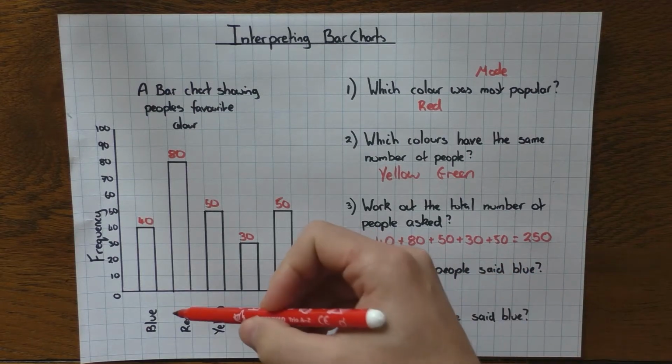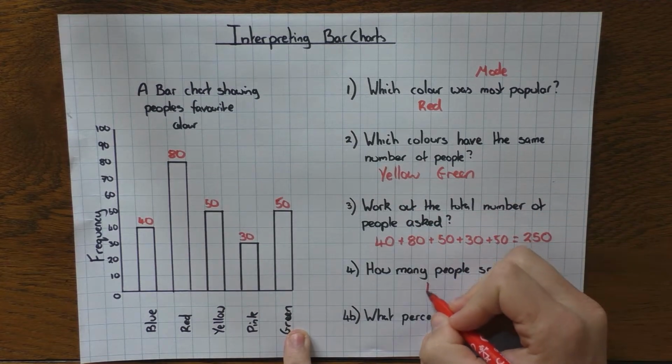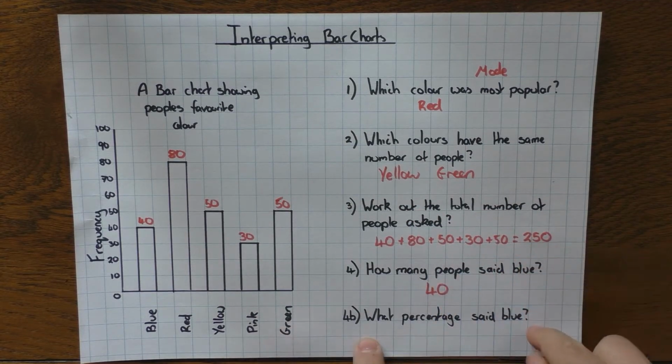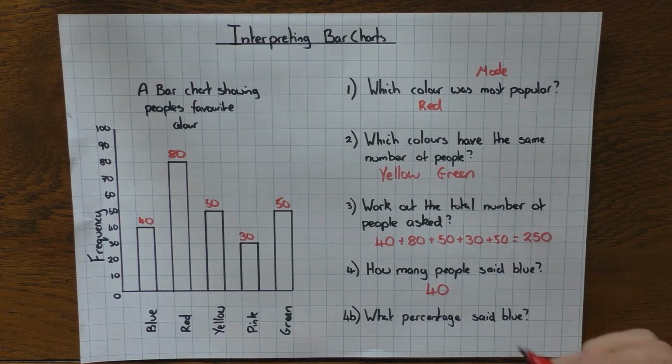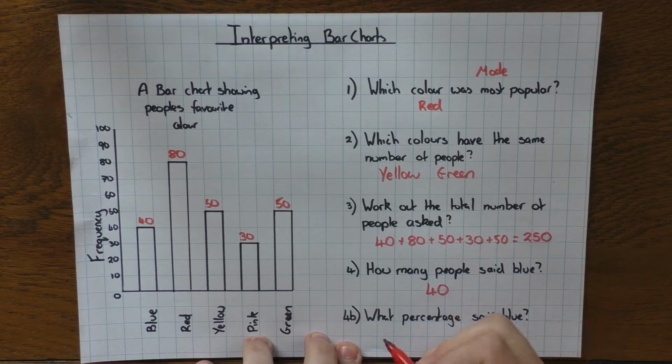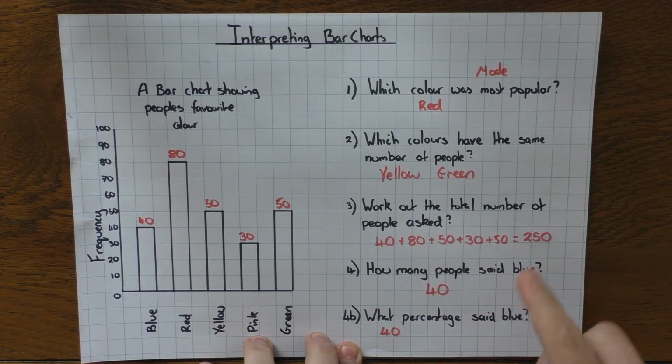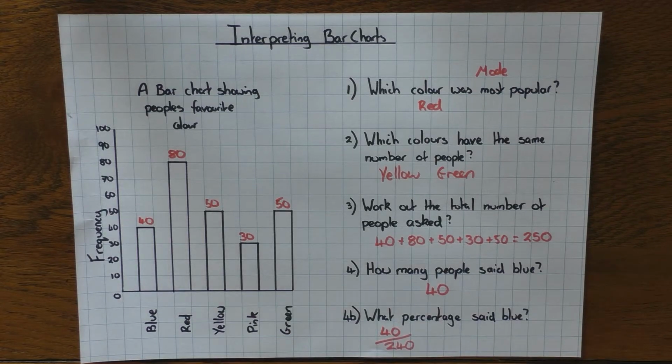How many people said blue? Well, I've already written it on there. Brilliant, that was 40, nice and easy. And then what percentage said blue? So they might also ask this sort of type of question where it just adds a little extra element, not just reading a bar chart, but using your knowledge of percentages. So if 40 people said blue, and there are 250 people in total, we say it's 40 out of 240. So that's it as a fraction.